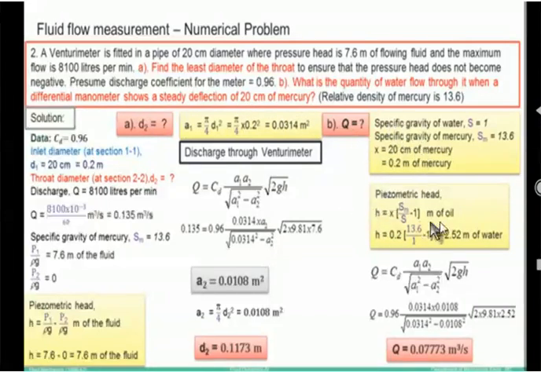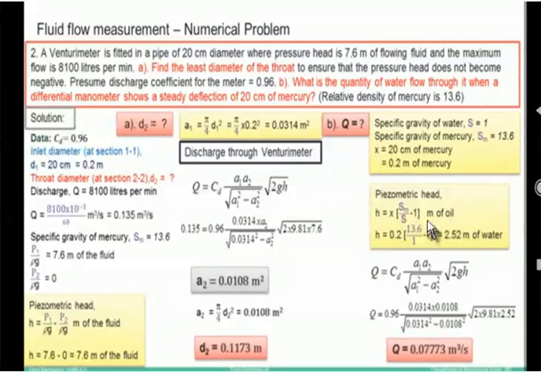Okay, next we have to find out this piezometric head. So if he has given the pressure head in terms of P1 by rho g, then we have to use that formula. If he has mentioned any deflections or any x values, then we have to calculate the piezometric head by using this formula, that is H is equal to x into Sm divided by S minus 1 meter of oil.